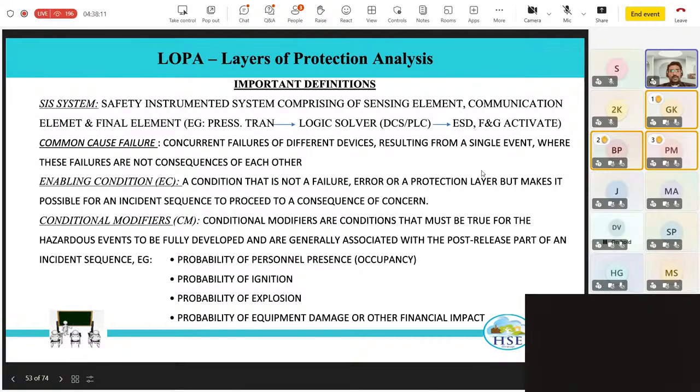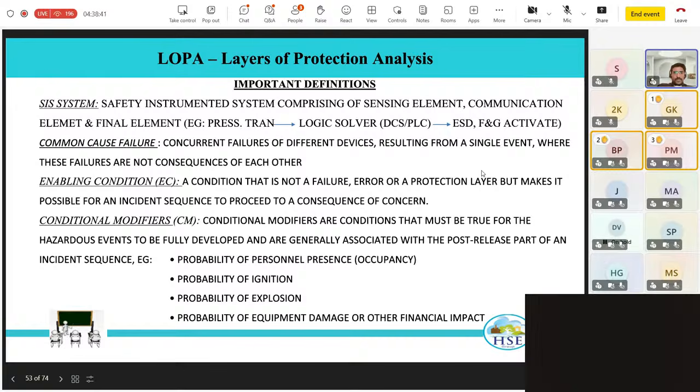So there you would realize that there is equipment damage, but it could not be to an extent whereby it could have been a full fire or a full explosion. So that equipment damage could be limited only to some leak points or to some flanges or some packings only. So that is where you look at that probability of equipment damage or financial impact. Financial impact could be minimal; it may not be of the full equipment. So that is what we leverage as conditional modifiers when we look at the LOPA of an incident.